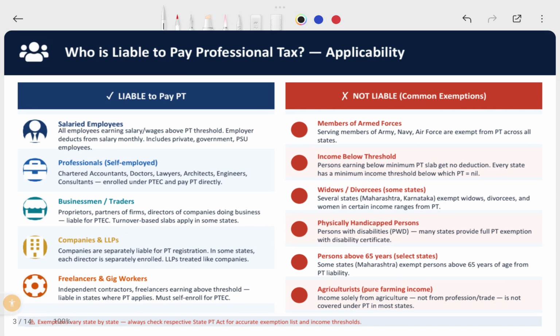First and most importantly, salaried employees, all employees who are earning salaries or wages. There is a PT threshold of 15,000, so if it is 15,000 or more, PT applies, up to 21,000. Based on the state, these rates will change. Every employer should deduct PT from your salary, including for government employees and private employees, and they will pay that PT to the government.